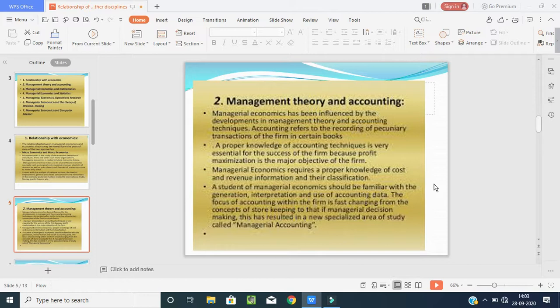Now, a student of managerial economics should be familiar with the generation, interpretation, and use of accounting data. The focus of accounting within the firm has changed from the concept of storekeeping to that of managerial decision making. This has resulted in a new specialized area of study called managerial accounting. So a person pursuing managerial economics should have the concept and knowledge of generating, interpreting and using accounting data. Things that come up are the triple column cash book, trading account, profit and loss account, balance sheet, BRS (bank reconciliation statement), checking of the cash book and passbook, and differentiating both terms. All this supports managerial decision making.